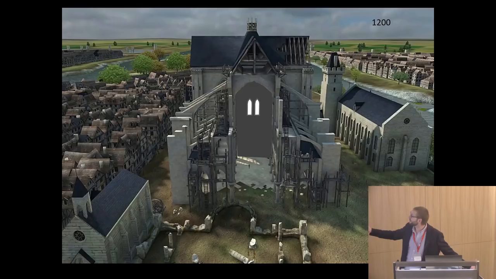And of course, this is going to be an important question for the restoration: when do they let people in? When do they start using this building? Are they going to do so even before the restoration is complete?